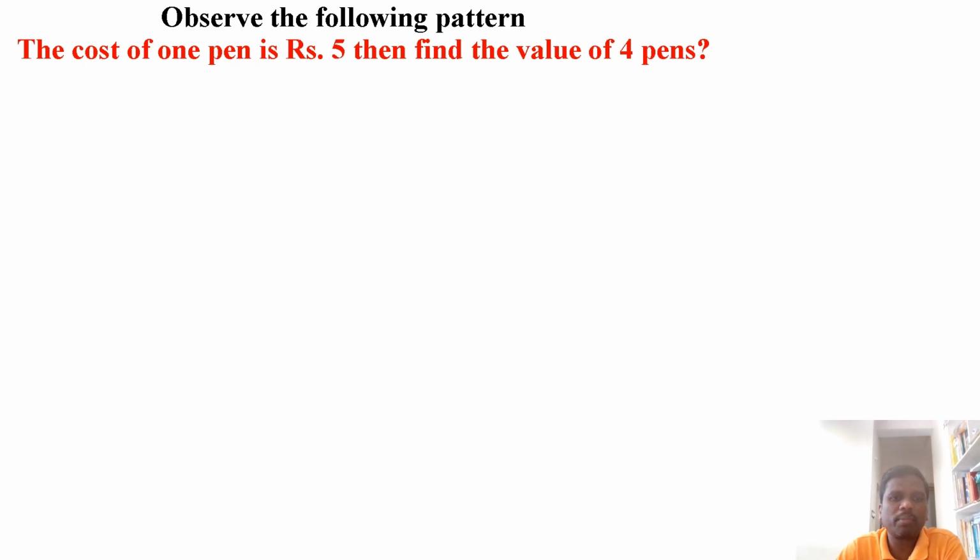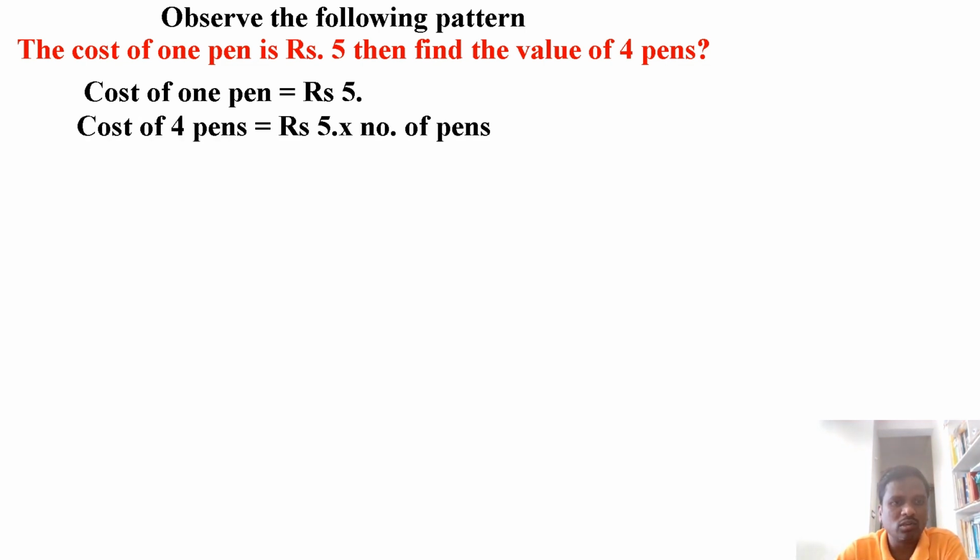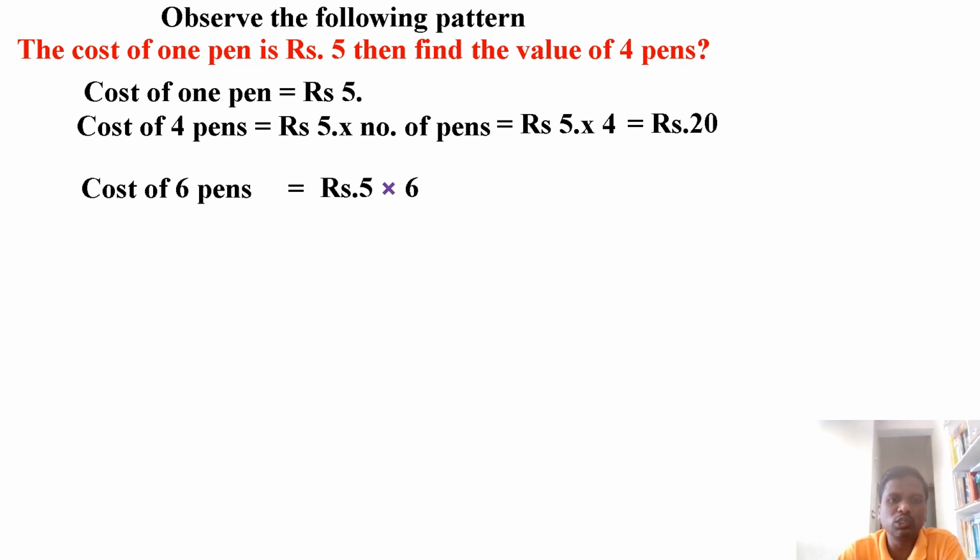Now observe the following pattern. The cost of 1 pen is rupees 5. Then find the cost of 4 pens. The cost of 4 pens is rupees 5 into the number of pens. The cost of 1 pen is rupees 5 and the number of pens is 4, so the cost of 4 pens is 20 rupees. Now what is the cost of 6 pens? The cost of 1 pen into the number of pens gives 30 rupees.